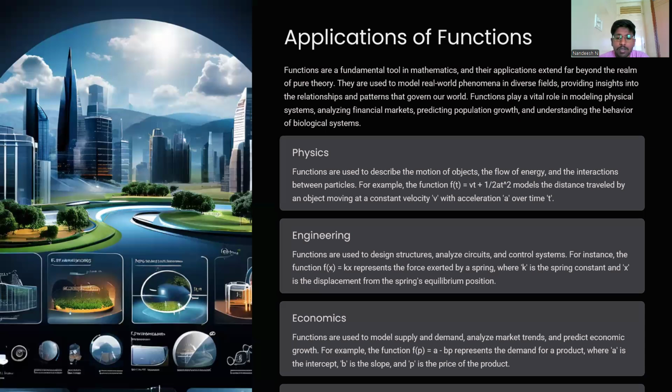Economics. Functions are used to model supply and demand, analyze market trends, and predict economic growth. Example: the function f of P equals A minus B P represents the demand for a product, where A is the intercept, B is the slope, and P is the price of the product.